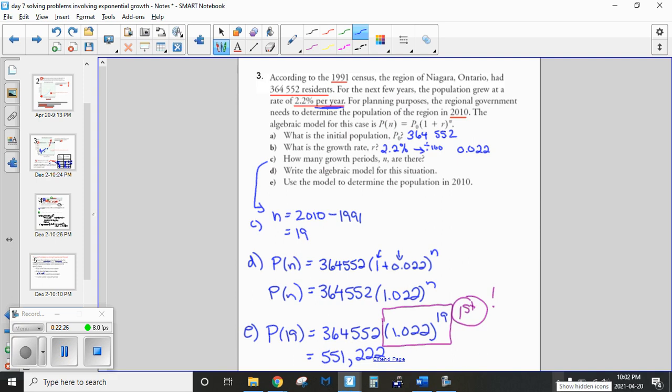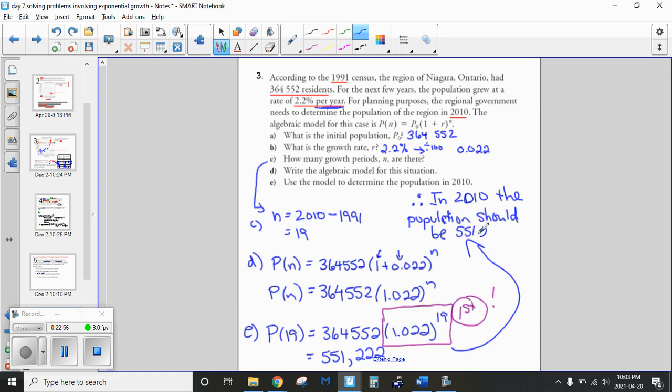And for a proper problem solving question, we would include a therefore statement. So I'm kind of out of space, but I'll include something up here. Therefore, in 2010, the population should be 551,222.